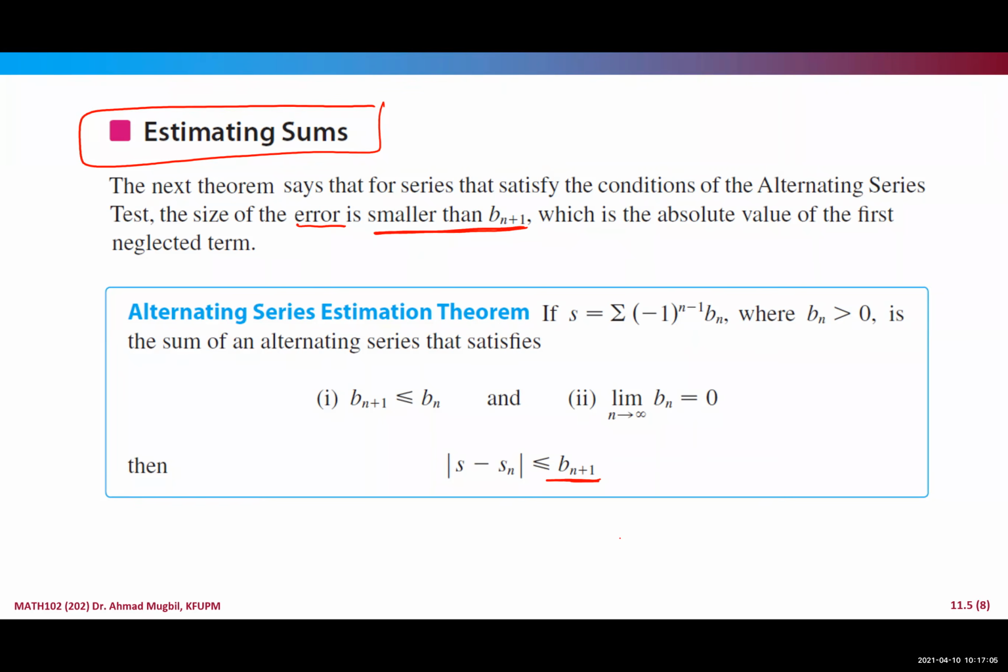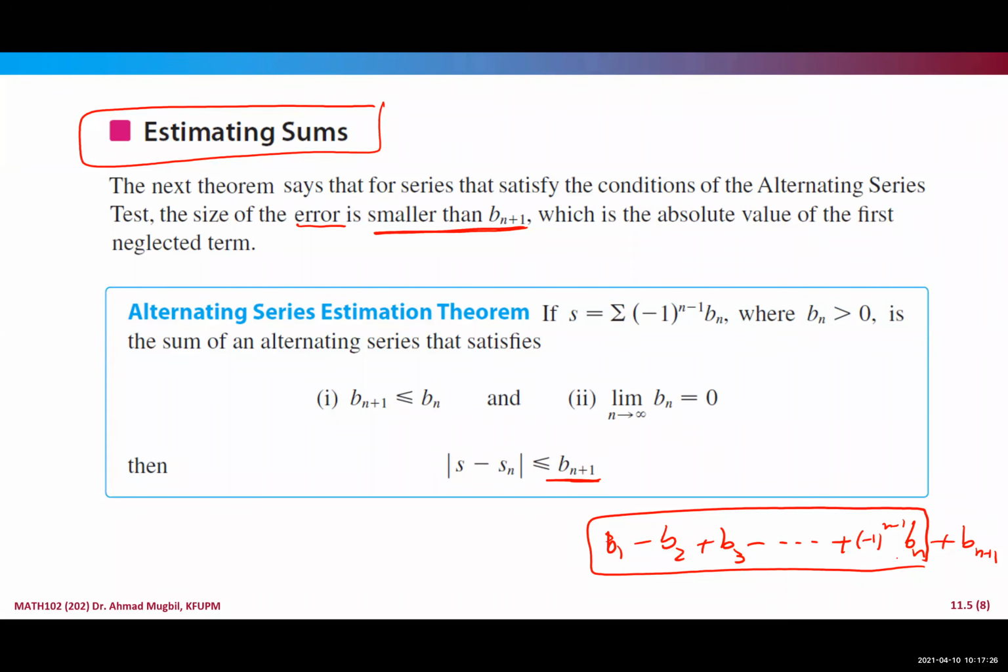What is that? It means that we will find B1 minus B2 plus B3 minus B4 and so on, until we have minus 1 to the power n minus 1 times Bn, then Bn plus 1. So we will find the sum from here to here. This is Sn. Now the difference between the exact sum and Sn, of course, ya shabab, will be less than the neglected term, the term that we stopped at.